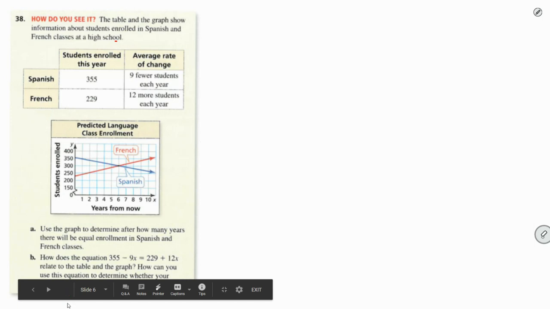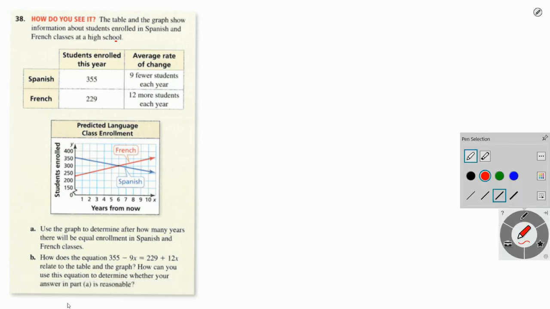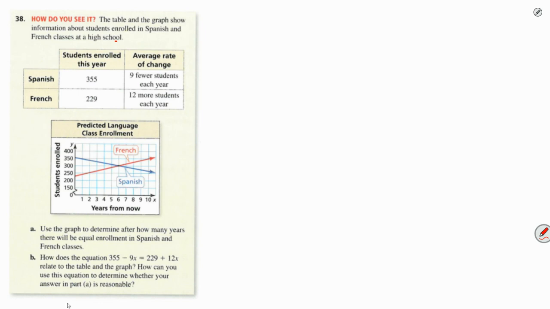Okay, last problem. The table and the graph show information about students enrolled in Spanish and French classes at high school. Use the graph to determine after how many years there will be equal enrollment. So if we see on this graph the number of students enrolled, and we see where they intersect, then that's the exact same number. Sure looks like it's at 306 years.